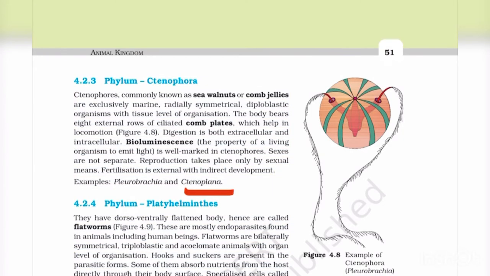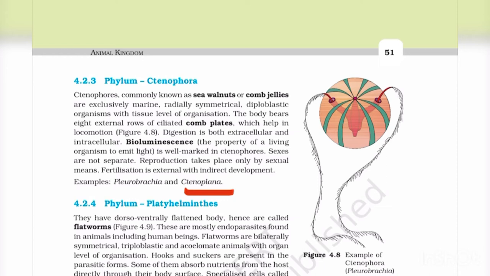4.2.3 Phylum Ctenophora. Ctenophores, commonly known as sea walnuts or comb jellies, are exclusively marine, radially symmetrical, diploblastic organisms with tissue level of organization. The body bears eight external rows of ciliated comb plates, which help in locomotion, figure 4.8.